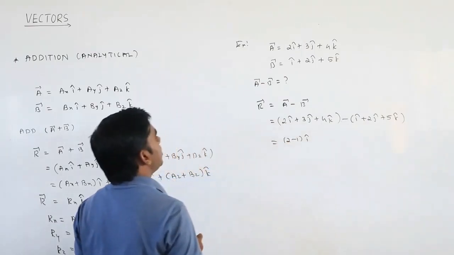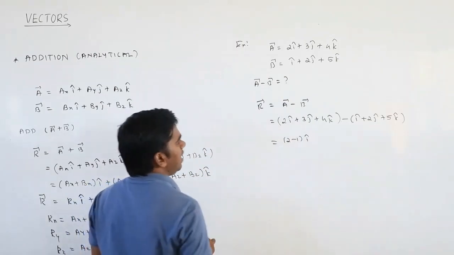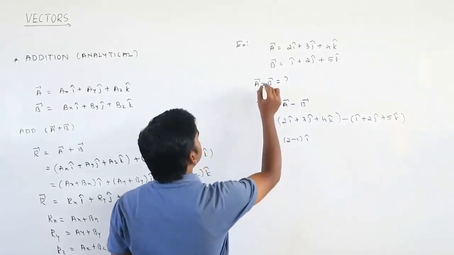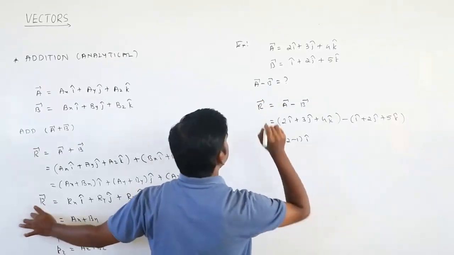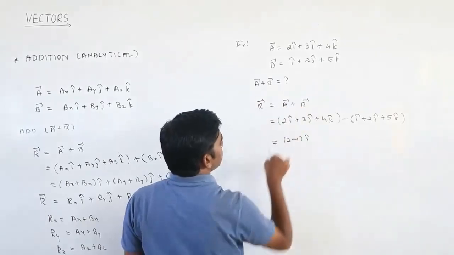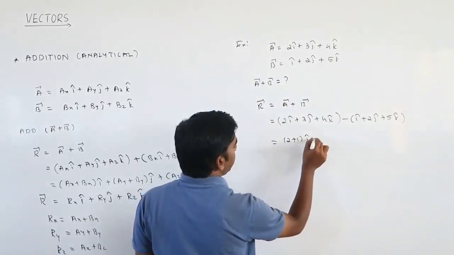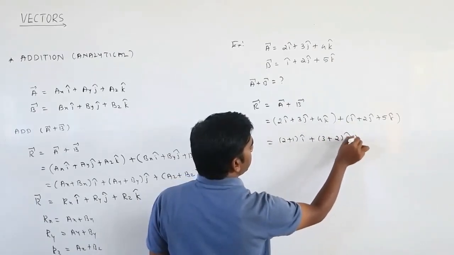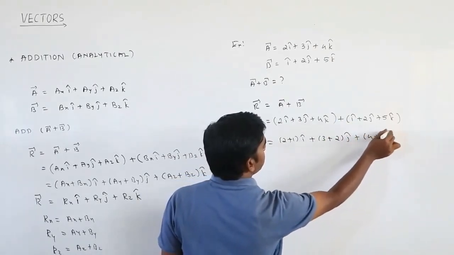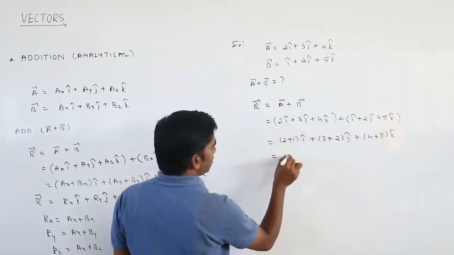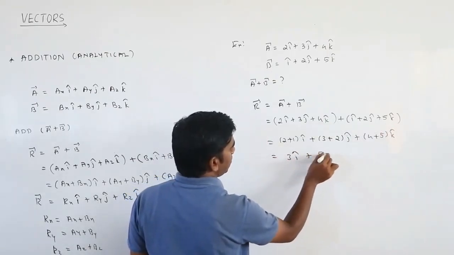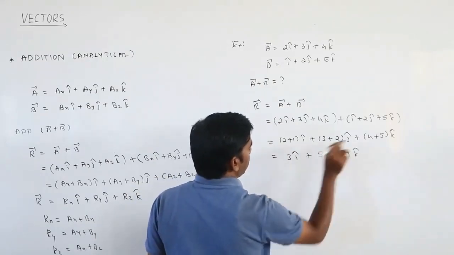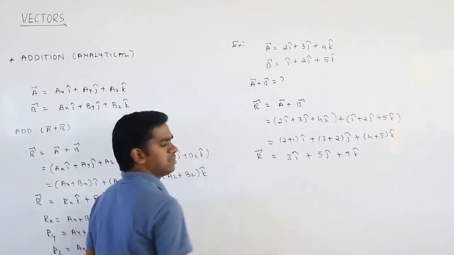So I am subtracting now. We can add or we can subtract, both are possible. So we are taking an example of addition, so let me add only. If I add it, 2 plus 1 i cap plus 3 plus 2 j cap plus 4 plus 5 k cap. So this is 3 i cap plus 5 j cap plus 9 k cap. So this is the resultant.